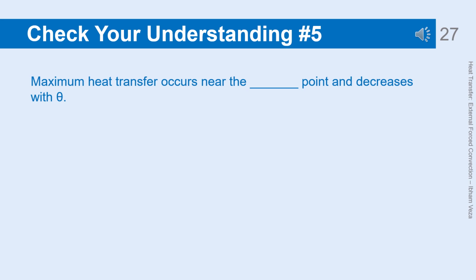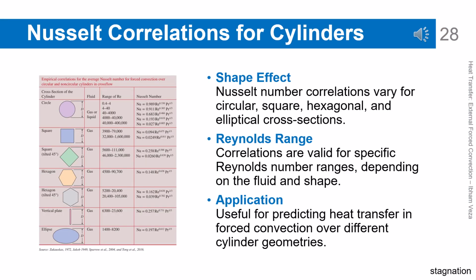Check your understanding number 5. This part reinforces that the maximum heat transfer on a cylinder occurs near the stagnation point. At this point, the fluid first contacts the surface and the temperature gradient is the highest. As the fluid flows along the surface, the boundary layer thickens and heat transfer decreases. This concept is consistent with the previously discussed distribution of the heat transfer coefficient. This understanding is important for placing cooling or heating systems.